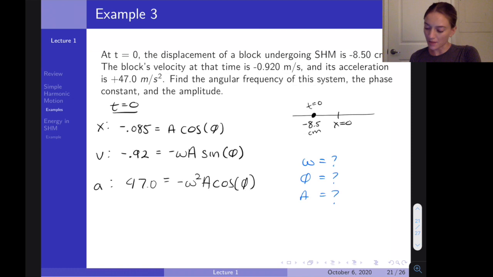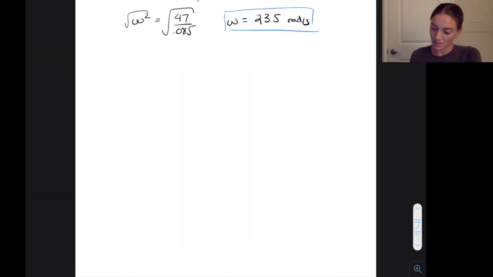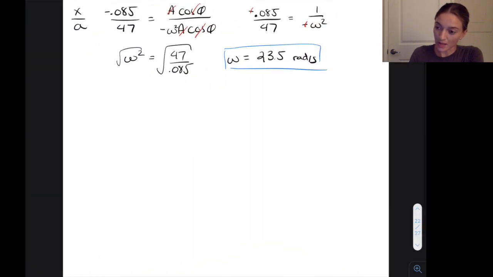Now let's find the phase constant. Here I'm going to try something similar, but I'm going to divide the velocity by the position. So now I want to do 0.92 divided by 0.085, the left-hand sides of those equations. This is negative and negative, so those will cancel out and give me a positive.